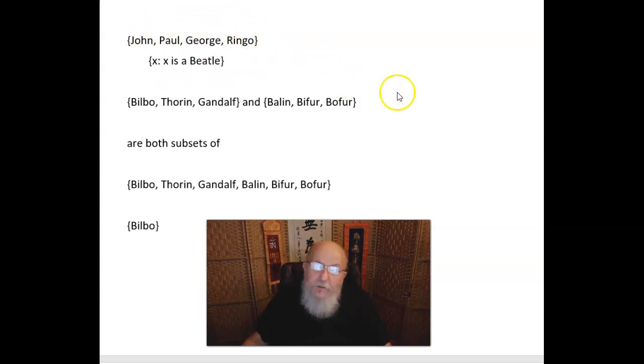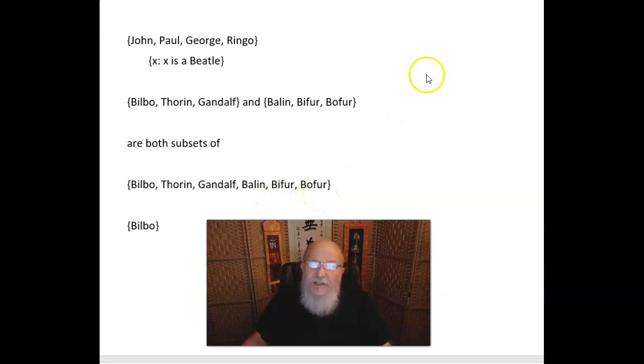Now, one set can also be a subset of another set. So if X is a set, then Y is a subset if and only if all members of Y are also members of X. So here we can see that Bilbo, Thorin, and Gandalf, and Balin, Bifur, and Bofur are both subsets of Bilbo, Thorin, Gandalf, Balin, Bifur, and Bofur.